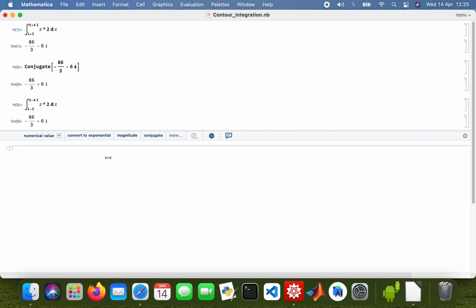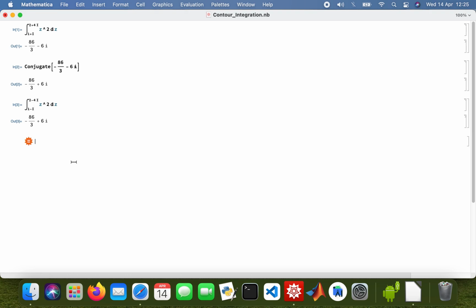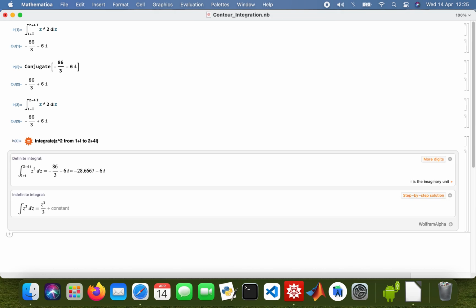Okay, so you can also interact with Wolfram Alpha. So press equals twice, then type in your code, integrate z squared from 1 plus i to 2 plus 4i. So here we are. So we got the same result anyway. You can just press your equal button twice, then it connects to the server. And you can also get a step-by-step solution.